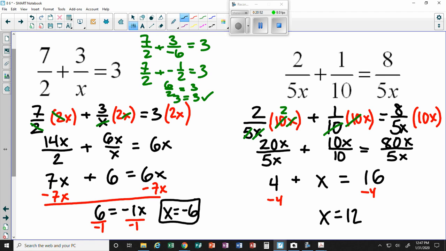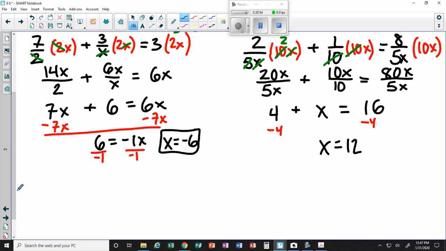So let's check it. Now, couldn't you subtract the 2 over 5x from the 8 over 5x since they're the same denominator? Sure. Yeah, you could. So subtract the 2, get 6 over 5x, and cross multiply. Yeah, that'll work. Alright, so it's going to be 2 over 5 times 12 plus 1 over 10 equals 8 over 5 times 12.